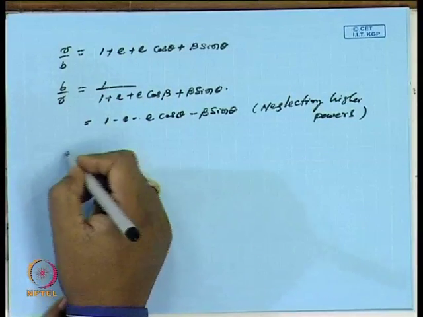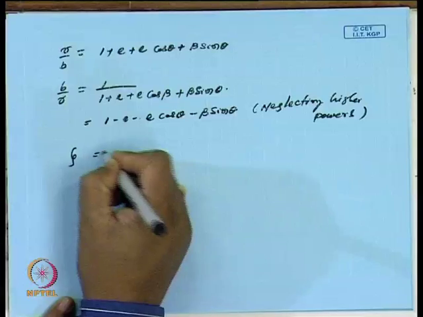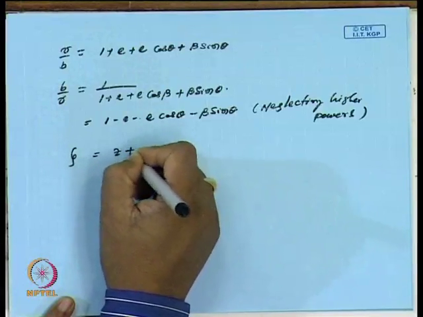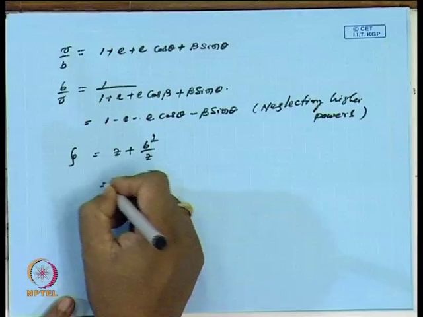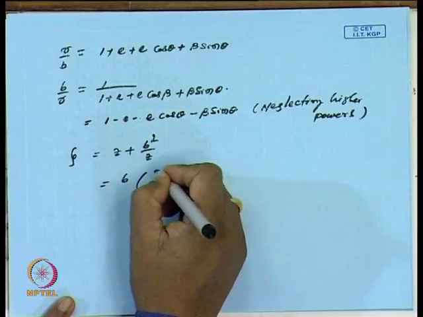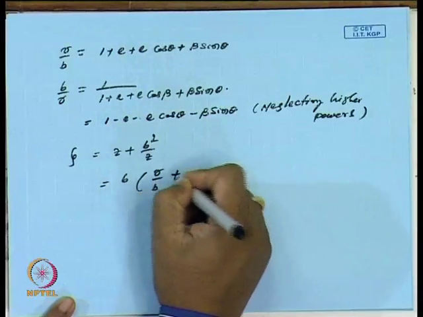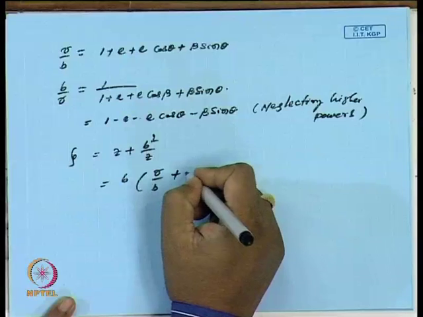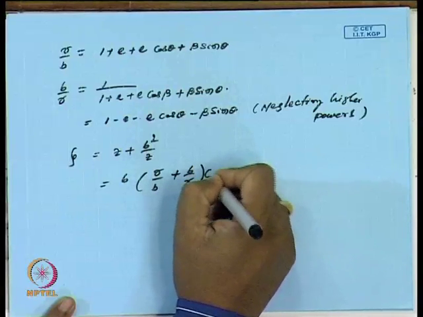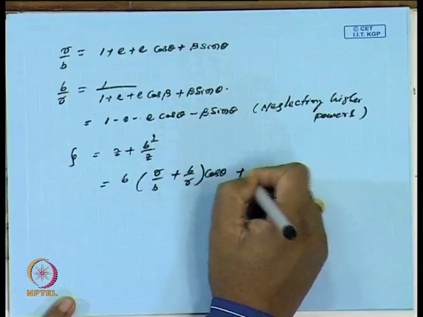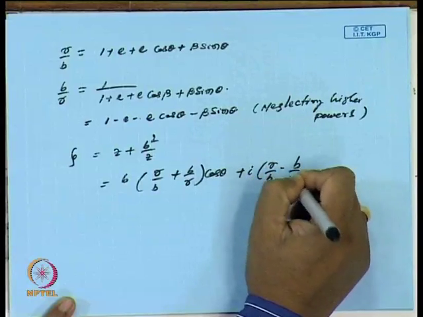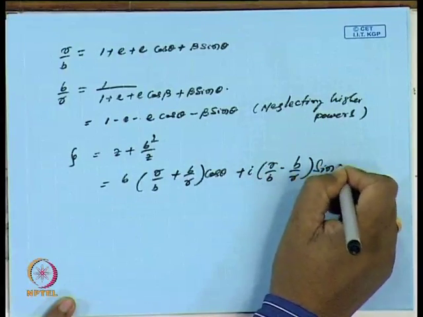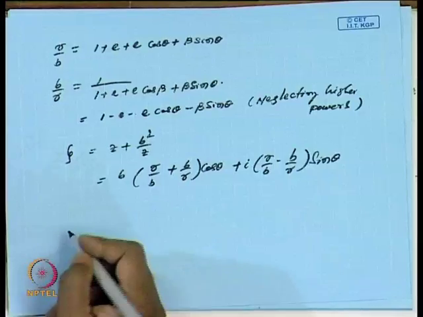Then if I go back to the Joukowsky transformation, my zeta is equal to z plus b square by z, and that is nothing but b into r by b plus b by r cos theta plus i into r by b minus b by r into sin theta. I am not going into the detail, we have already done this.